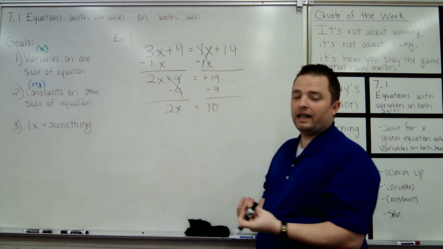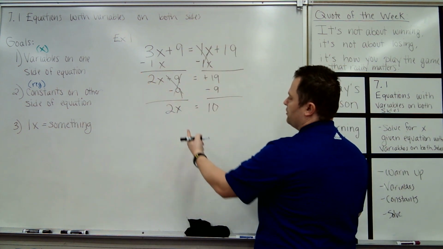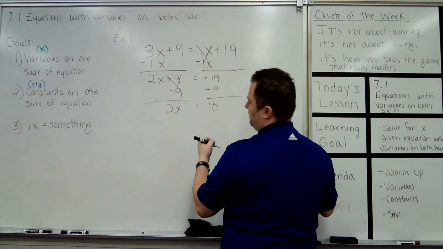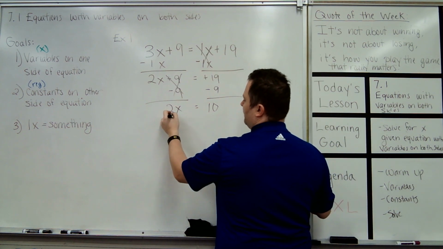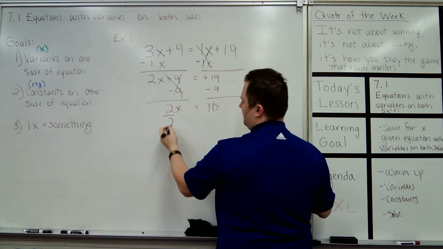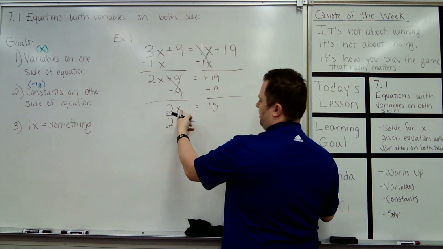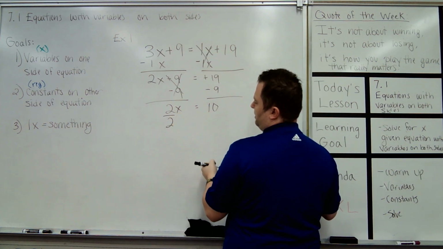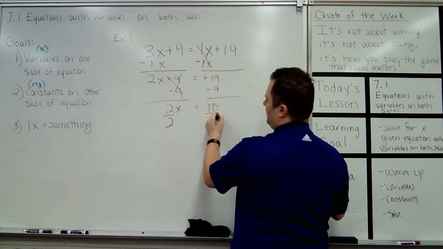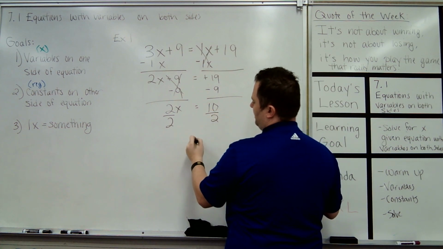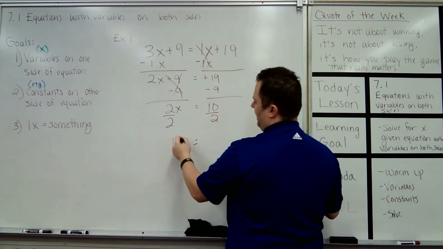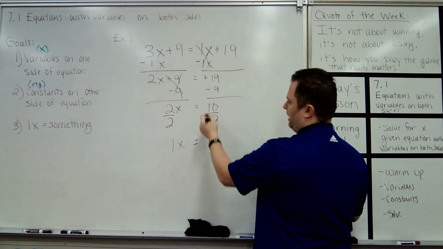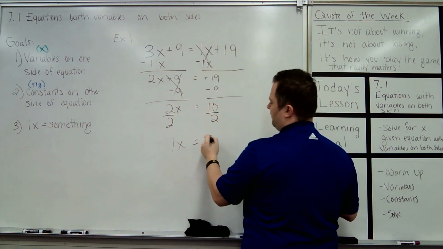I now want 1x is equal to something. 2 times x. I don't want 2 times x. I want just 1x. So if it's being multiplied, I will divide by the exact same number, 2. x is being multiplied by 2, so I will divide it by 2. Whatever I do to one side, I will do to the other to maintain that both sides are equal. 1x, because 2 divided by 2 is 1, and then 10 divided by 2 is 5.